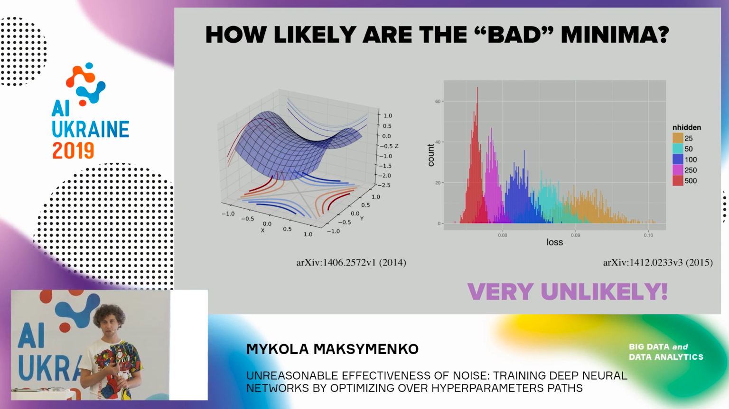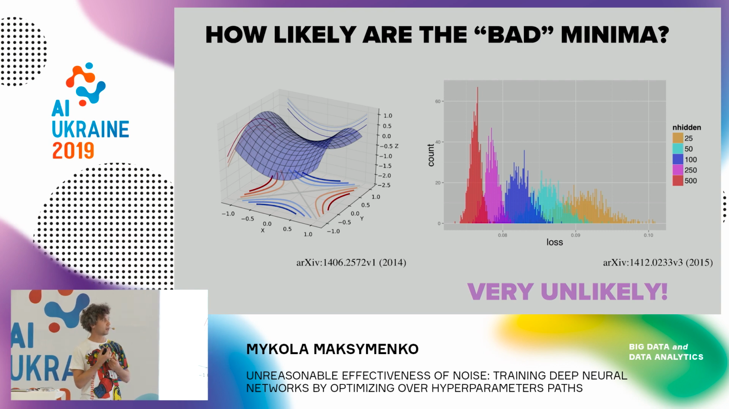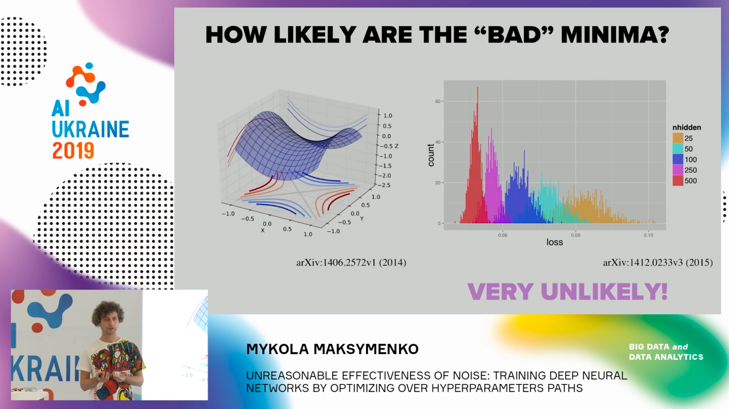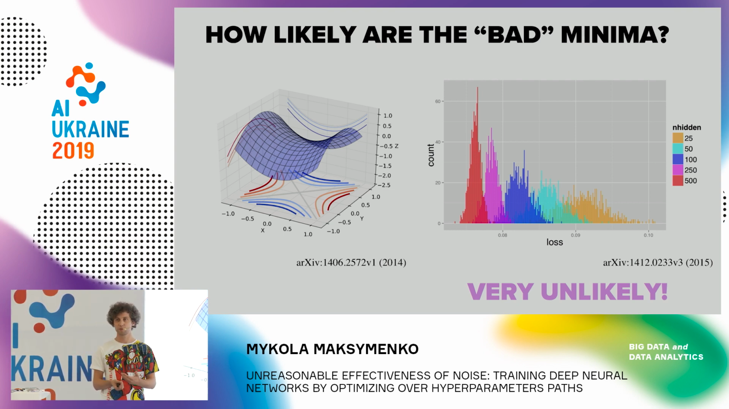So it's very unlikely that you have bad local minima in your model, and if you're trapped in those local minima, these local minima are actually good. So what is the noise actually for? So why is it the noise that actually helps us to train the models?